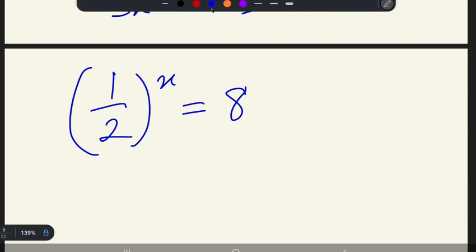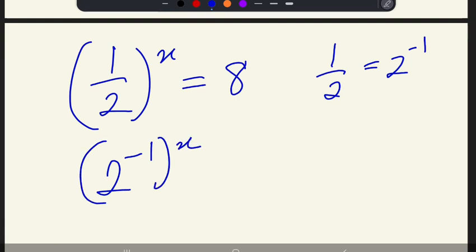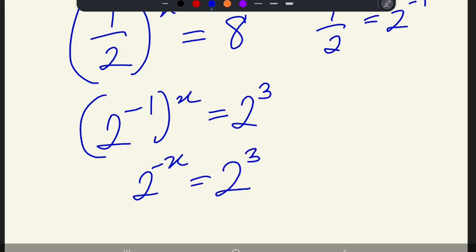I want you to understand that 1 over 2 can still be written as 2 raised to power minus 1. So instead of writing half, you can write 2 raised to power minus 1, all raised to power x, is equal to 2 raised to power 3. So we have 2 raised to power minus x is equal to 2 raised to power 3. Because the bases are equal, minus x is equal to 3. By the time we divide both sides by minus 1, we have x is equal to minus 3.